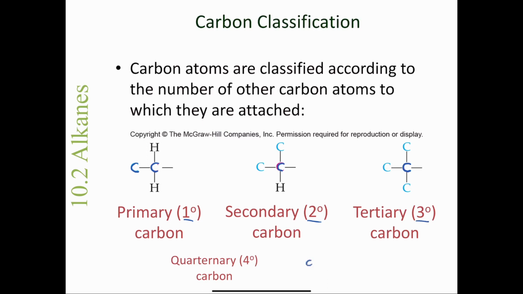And if the carbon is attached to four other carbons, and I'll draw that in here, then we have what's called a quaternary carbon. So that would be an easy question for me to ask you. I could point out a carbon atom in a molecule and say, is this a primary, secondary, tertiary, or a quaternary carbon?